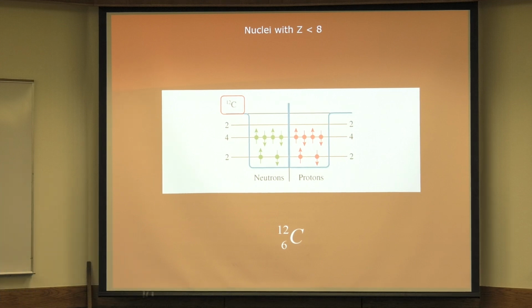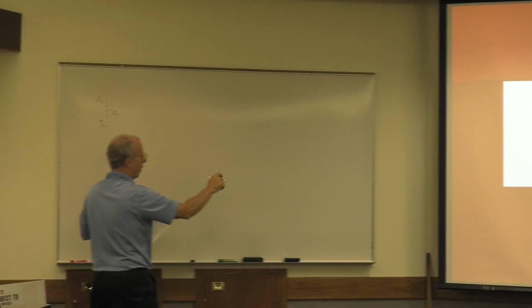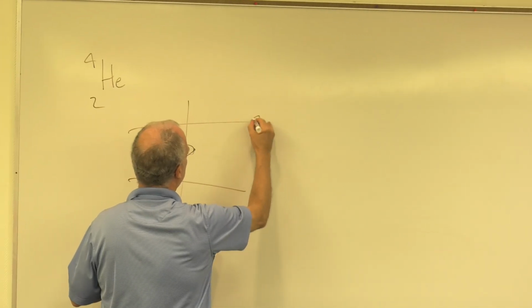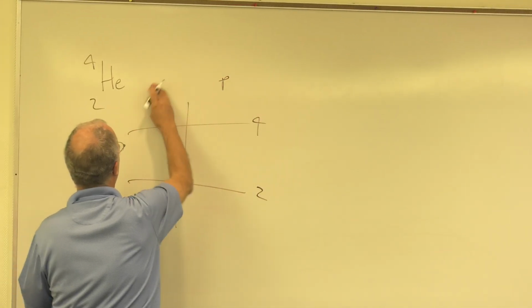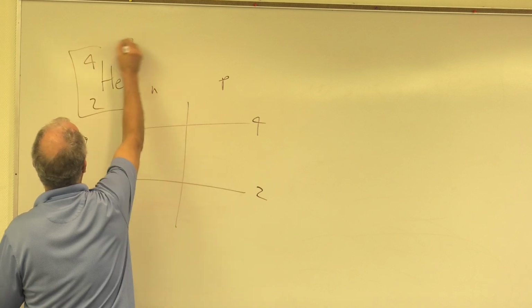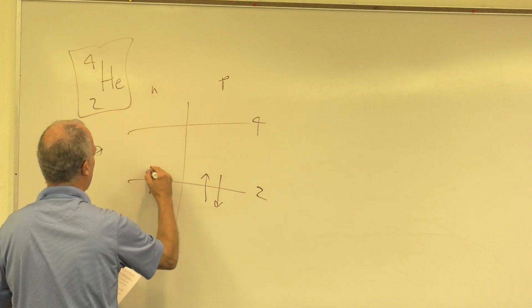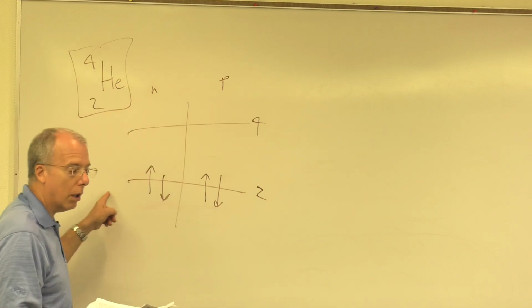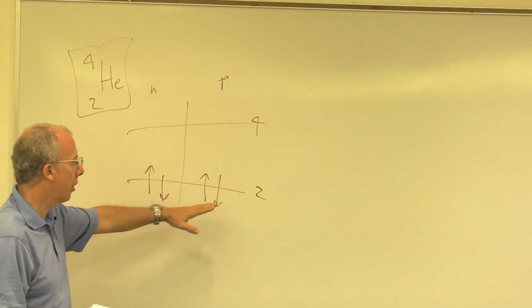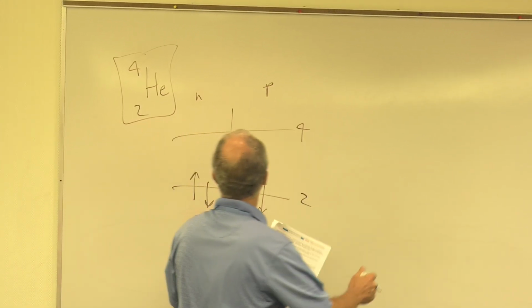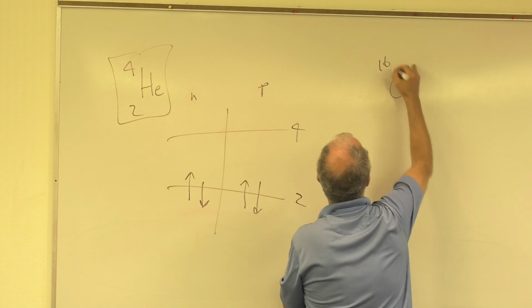Okay, let's do some other ones. Let's do helium-4. So draw the same picture. I'm not going to be so nice about it though. So here's 2 and here's 4. This is the protons, this is the neutrons. We have 2 protons, 1, 2. We have 2 neutrons, 1, 2. Bingo, so they're full. So you'd expect helium to have a high binding energy. Highly stable.